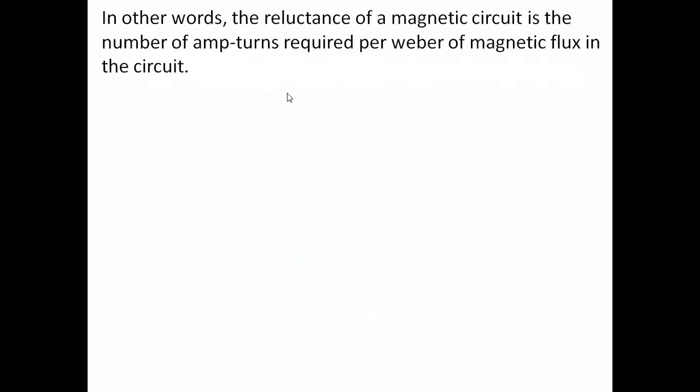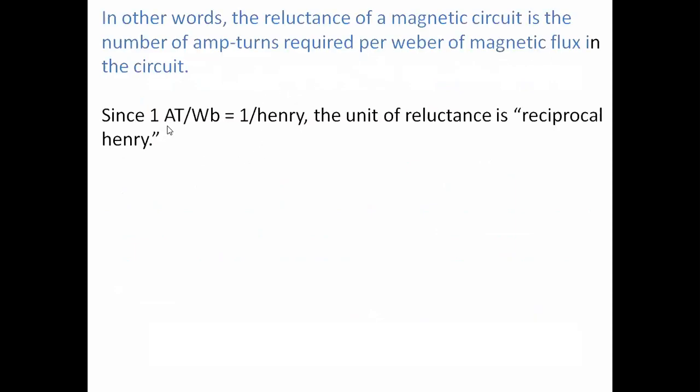So we can say the reluctance is the number of ampere turns required per Weber of magnetic flux in the circuit. So 1 ampere turn per Weber is equal to 1 by Henry. The unit of reluctance is the reciprocal of the Henry. So Henry is the unit for inductance.